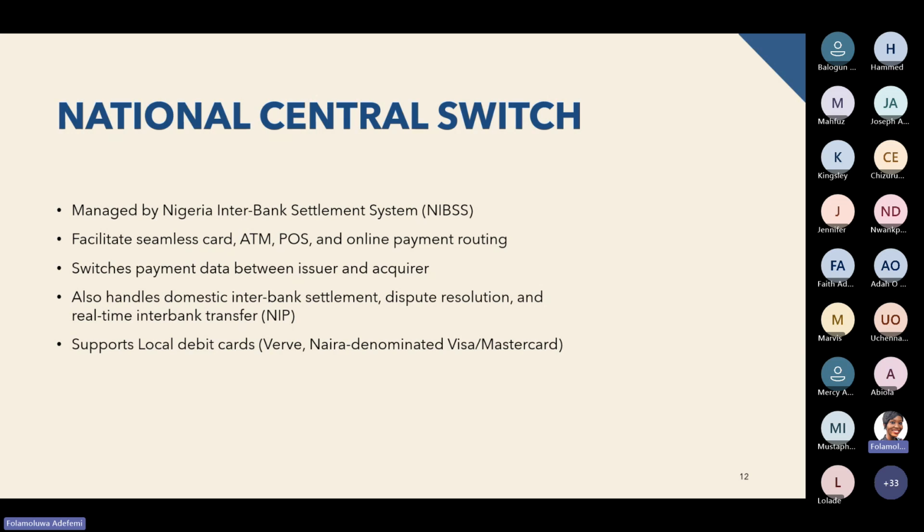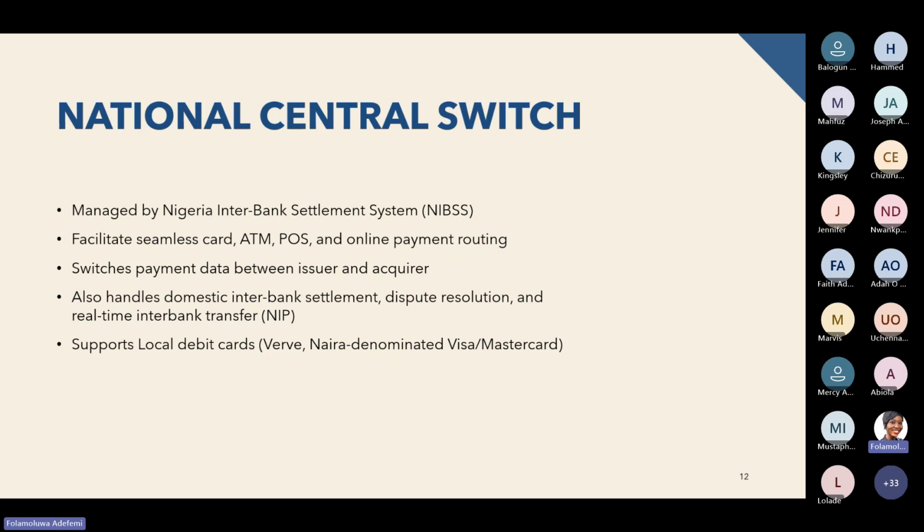And there are some things that they do that the other switches don't have the license to do. But again, because they are the national central switch, they're set up by the government for that purpose. They also handle domestic interbank settlement, dispute resolution, and real-time interbank transfer.